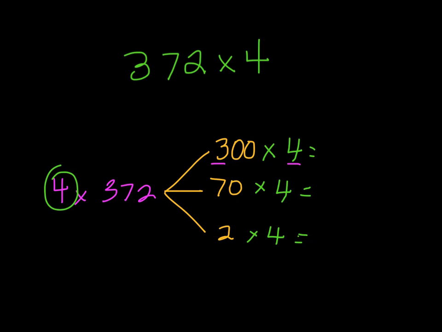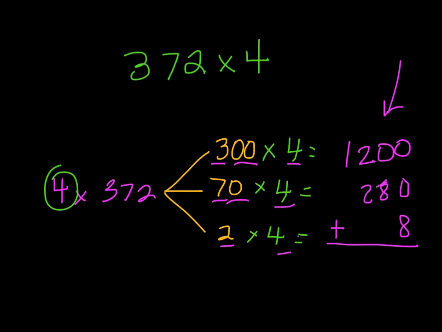So 3 times 4 is 12, plus the 2 zeros. 7 times 4 is 28, plus the extra 0 from the 70. And then 2 times 4 is 8. When I add those partial products together, I get 8, 8, 4, and 1. 1,488.